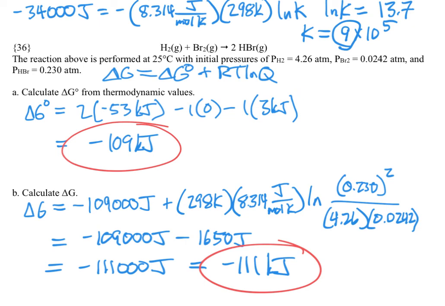All right, if a reaction is spontaneous, the delta G is going to be negative and the K is going to be greater than 1. If the reaction's non-spontaneous, the delta G is going to be positive and the K is going to be less than 1. So we see mathematically how all of that comes together.